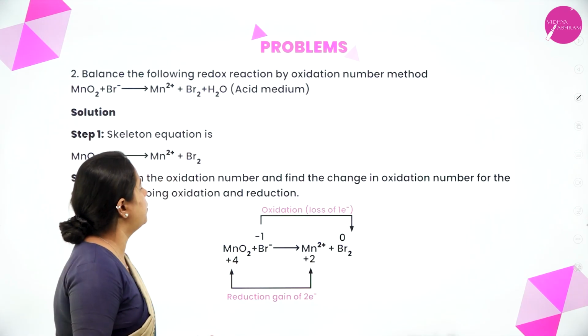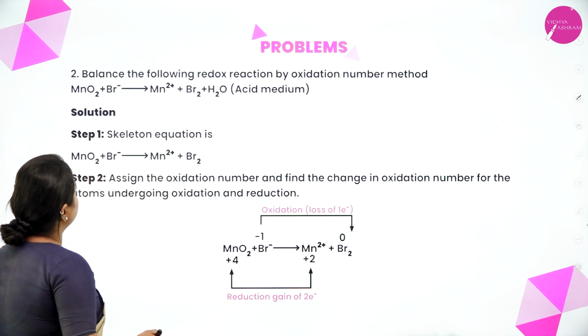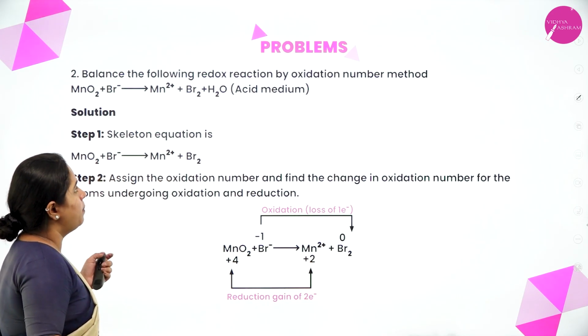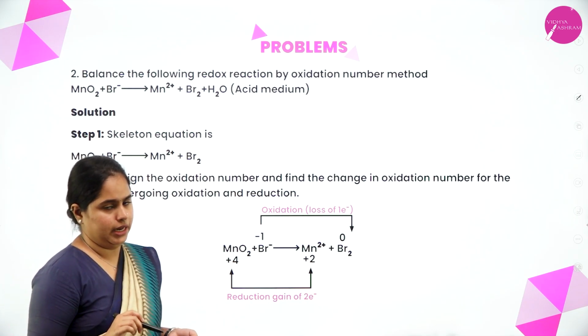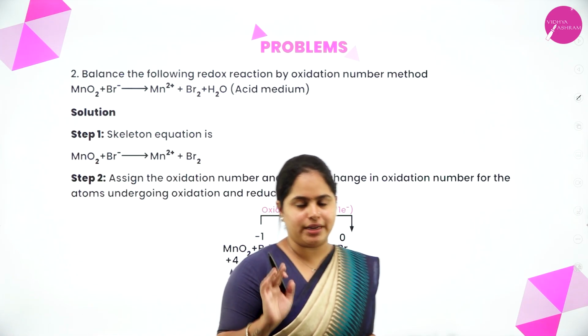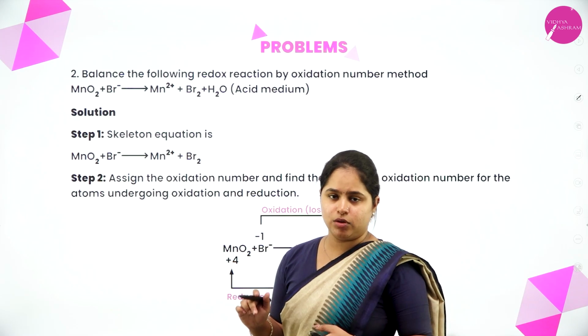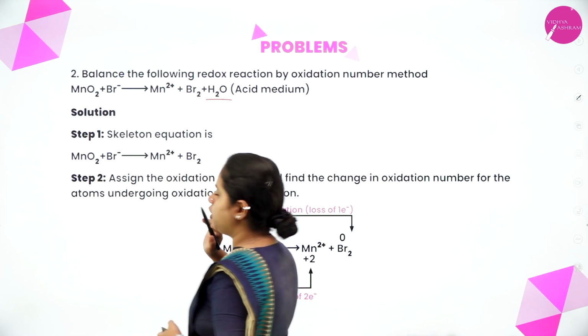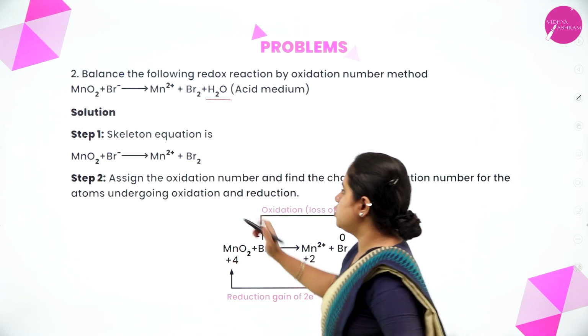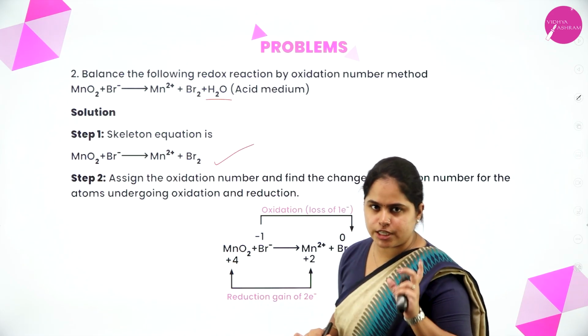Let's take another example. Balance MnO2 plus Br minus gives Mn2 plus, Br2 plus water in acidic medium. So here also the first step is to write the skeletal equation. In the skeletal equation, what do you have to remove? No need to represent the water molecule here. So this is your skeletal equation. That's the first step. It is easy.